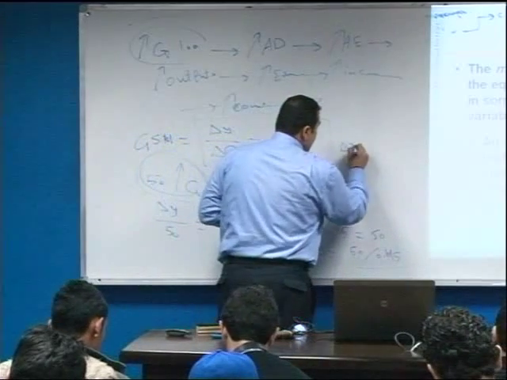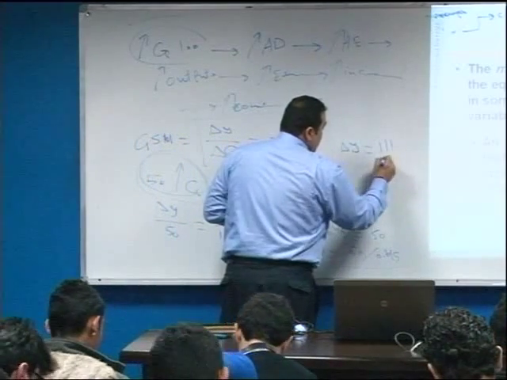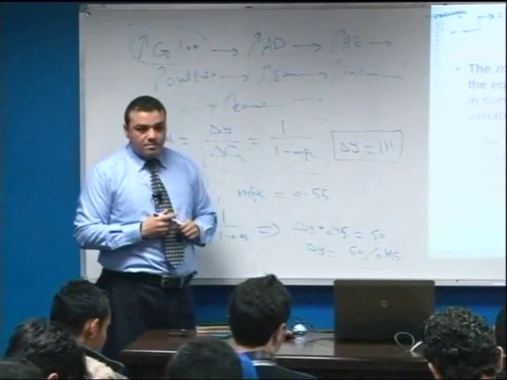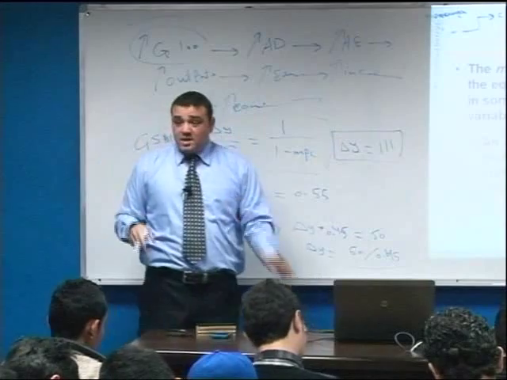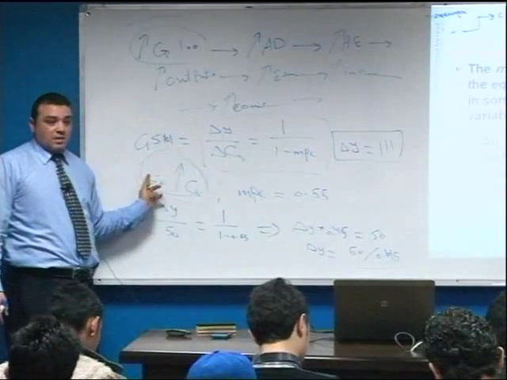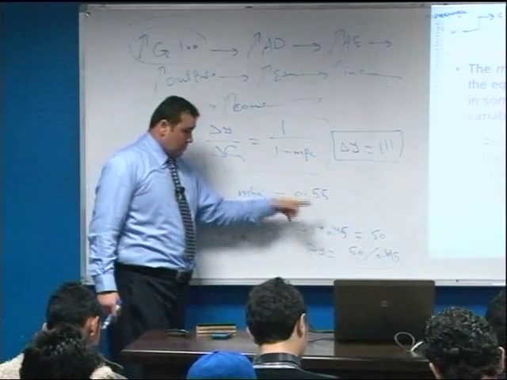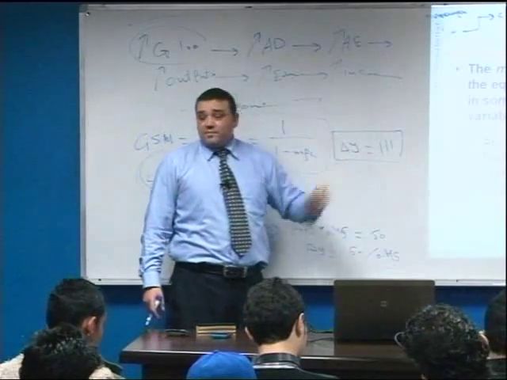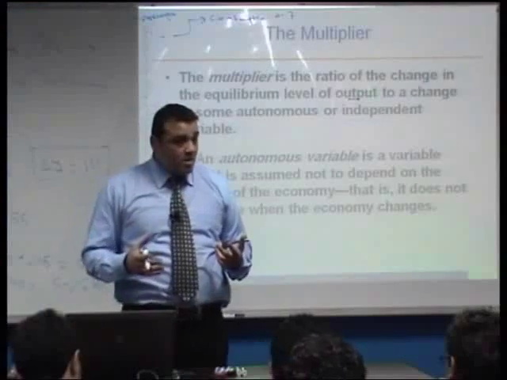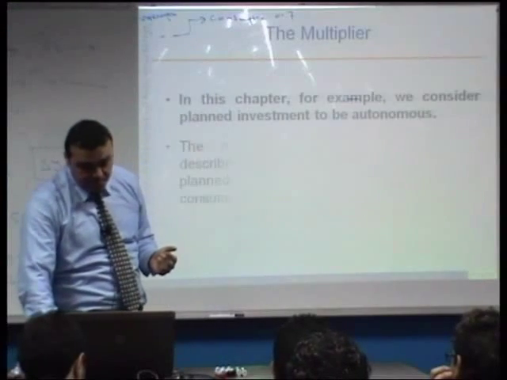So delta Y equals 100. Okay, 111. So as you see, in this case, the government increased its spending by $50 million. The result would be an increase in Y by 111.11. Right? Is the picture clear? So let's go on.